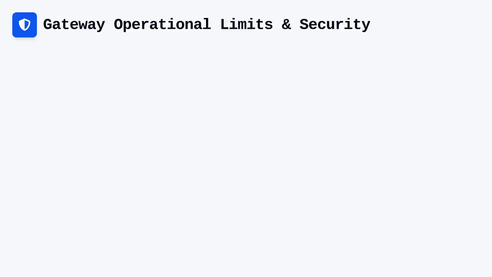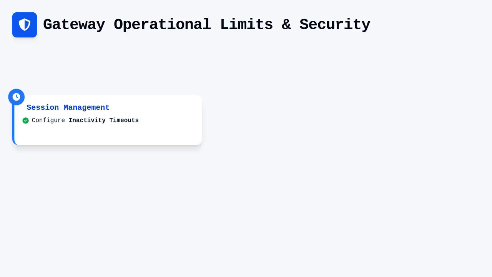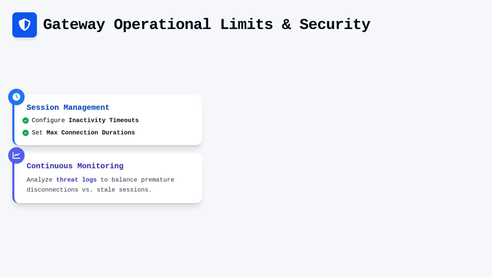Finally, you must consider the operational limits of the gateway by configuring the appropriate timers and network boundaries to prevent session exhaustion. Setting realistic inactivity timeouts and maximum connection durations is a standard practice for maintaining the integrity and availability of your VPN infrastructure. By monitoring the threat logs once these parameters are active, you can observe whether your chosen timeout values are causing premature disconnections or allowing stale sessions to persist for too long.